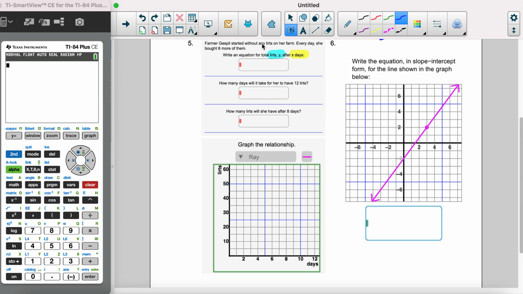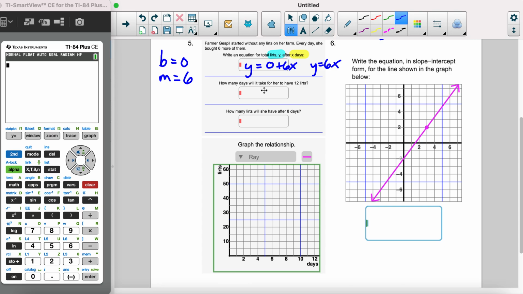So Farmer Jespel started without any lerts on her farm. All right, so at 0 days, we know that she has 0. So that would be our b. b is equal to 0. And m, that's our rate of change. It says every day she bought 6 more, so we're adding 6, so that would be a positive 6. So our equation here would be y is equal to 0 plus 6x. Okay, and you could also say y is equal to just 6x. That 0 doesn't make a difference in our equation. And both of those forms would be correct.